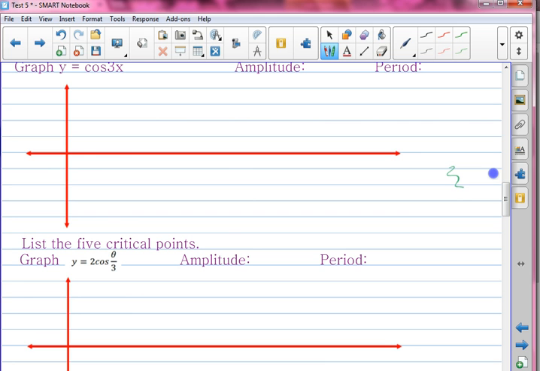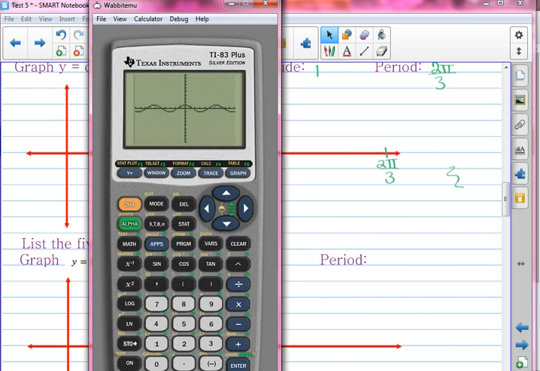All right, so graph y equals cosine of 3x. The amplitude is the number written in front of the word cosine, which is 1, because there's not one written. The period is 2 pi divided by the number written in front of x, so 3. So you put your period all the way on the right. And then you divide it by 4. So 2 pi over 3 divided by 4 is pi over 6.